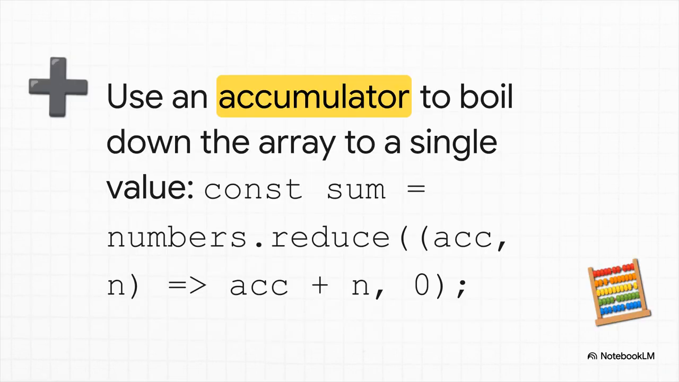So, to get the sum of all our numbers, we use reduce. Let's break this down. X, that's our accumulator, our running total. N is just the current number it's looking at. For each item, we tell it, just add the current number to the running total. And that little 0 at the end, that is absolutely crucial. That's our starting value for the accumulator.